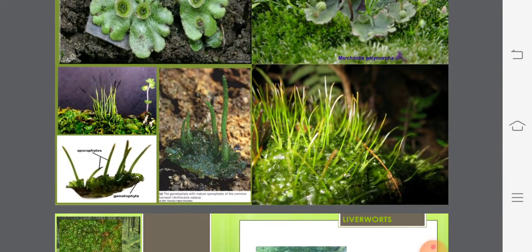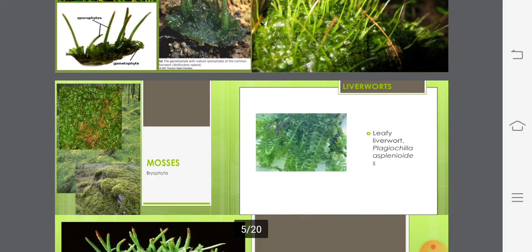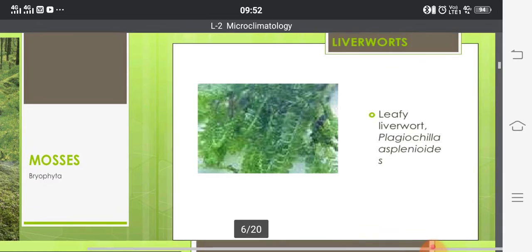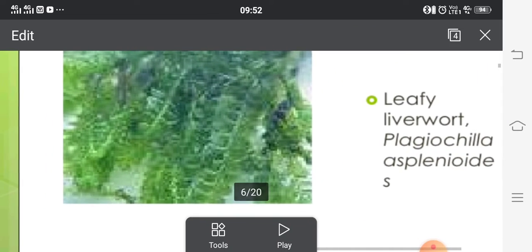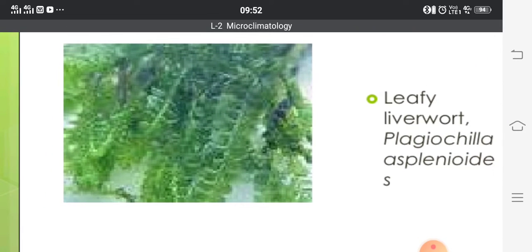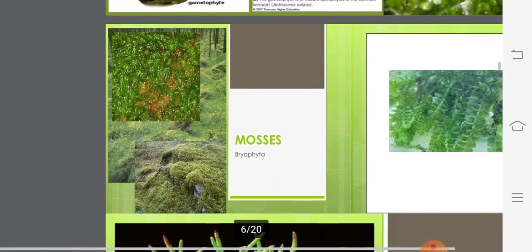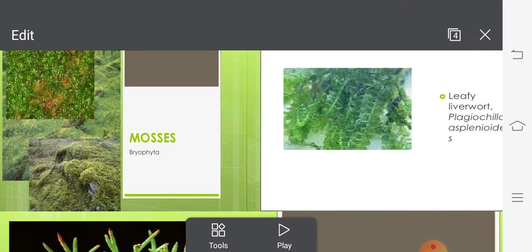So Plagiochasma is there more. The leafy jungle mammals are there, liverworts. You see how the thallus is. So this thallus shows a leaf-like structure. Leafy Plagiochila is a good example of this leafy jungle. Then again the moss patches are there.